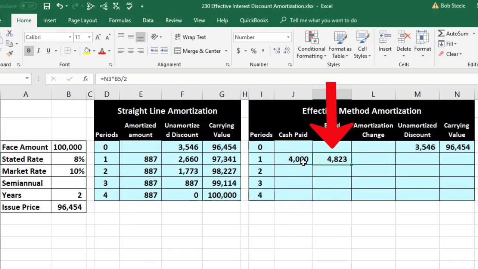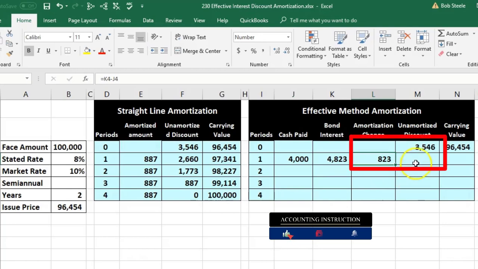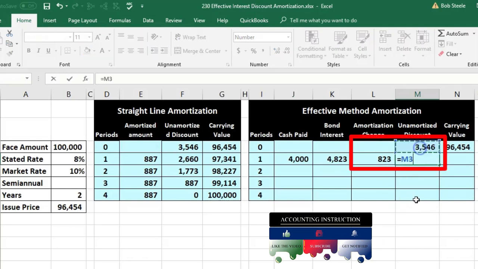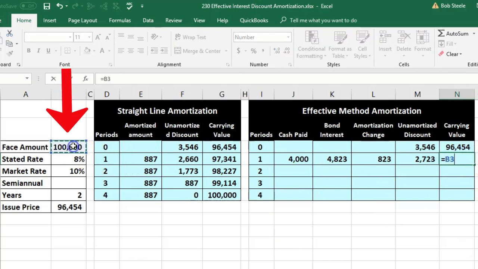Now, of course, that's greater than the cash paid. So the difference, the amortization change we're gonna have, is gonna be equal to this 4,823 minus the 4,000. So that's the 823. So then the unamortized discount is gonna go down by that 823. So it's gonna be equal to the 3,546 minus the 823, or the 2,723. And then the carrying amount will always be equal to the 100,000 minus the unamortized discount.